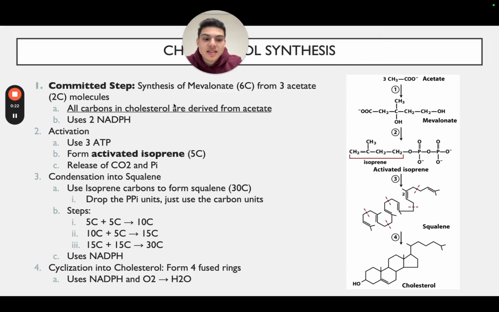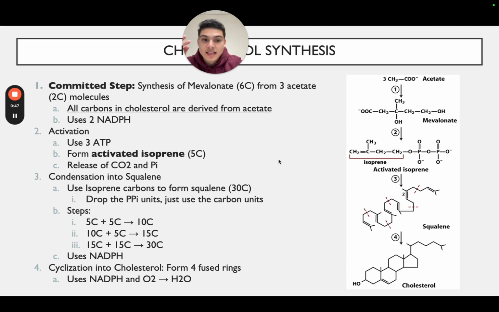So the first committed step is the synthesis of mevalonate, which is just a 6-carbon molecule. So this is our committed step. Combining 3 acetates, and acetate means that it's a 2-carbon molecule, combining 3 of them will form our 6-carbon mevalonate, and that's our committed step. It uses 2 NADPHs to do this whole committed step and to form our mevalonate.